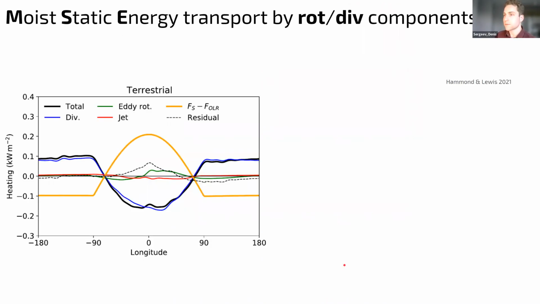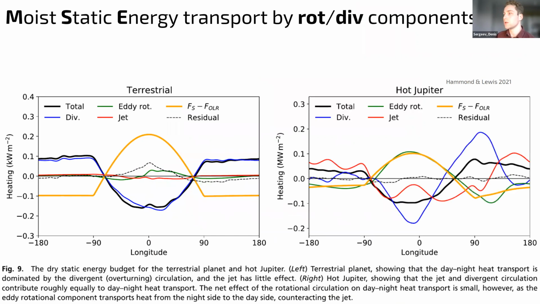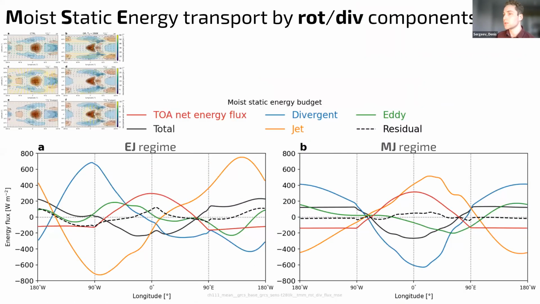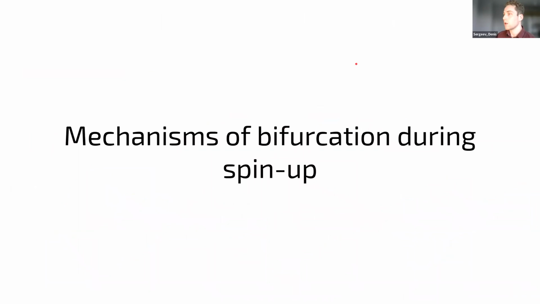So in the interest of time, I think I'm going to skip this, but the key point is that these different components of the global circulation, divergent, jet, and eddy, can transport the moist static energy differently, and this transport is quite different in these two simulations. So if people are interested, I can come back to it.